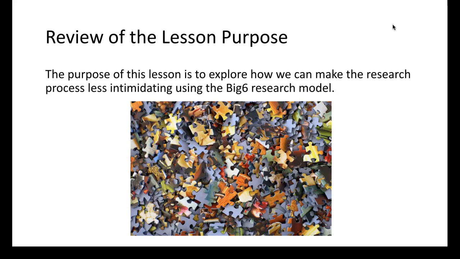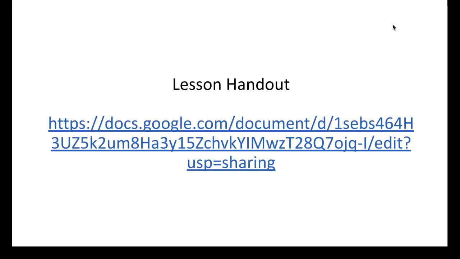So just going back to our lesson purpose, a quick review. The purpose of this lesson was to explore how we can make the research process less intimidating using the Big 6 research model. And again, I used this jumbled puzzle piece image to really emphasize the intimidating nature of the research process. But the thing is, when we take the Big 6, and I hope this is something we all picked up from the videos, we can almost make the research process a step-by-step thing that we can check off a box each time we complete.